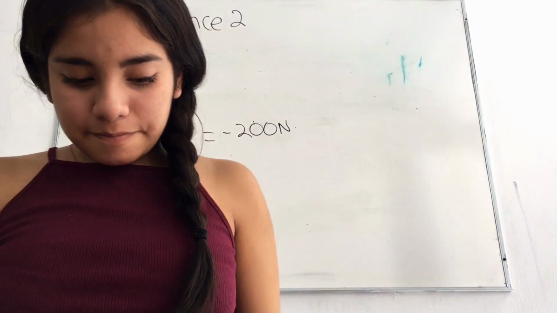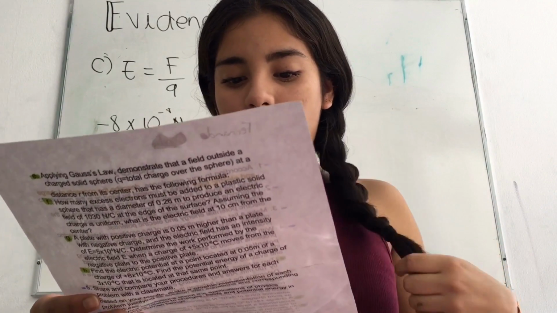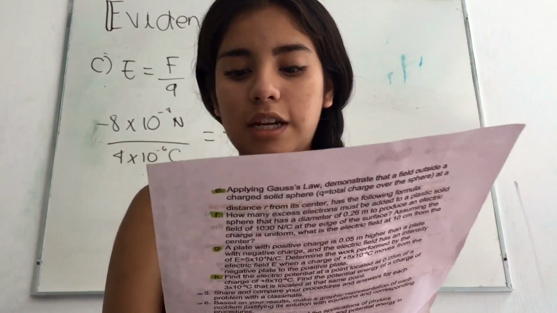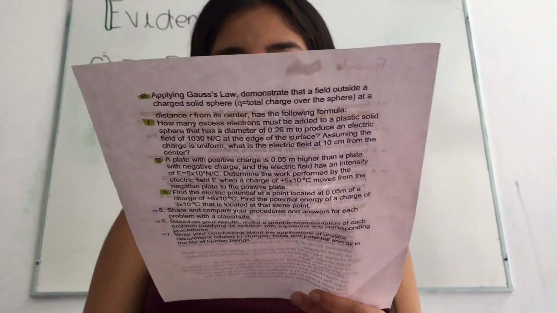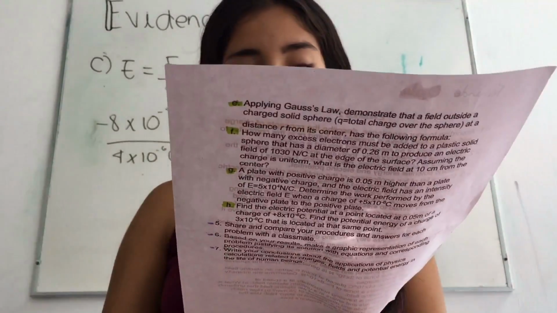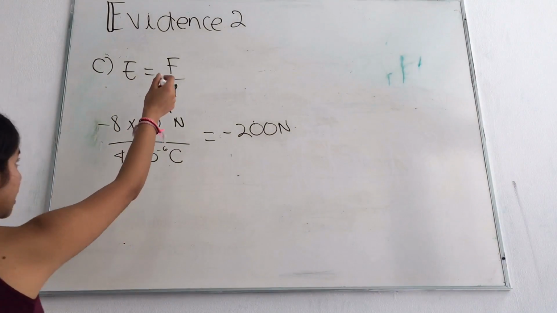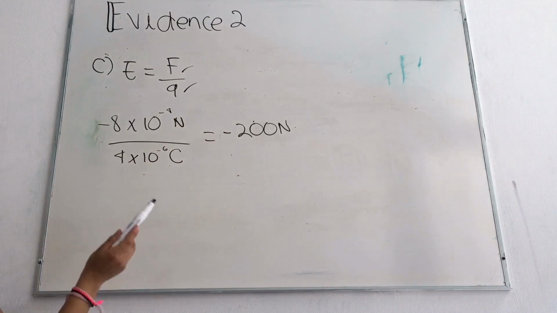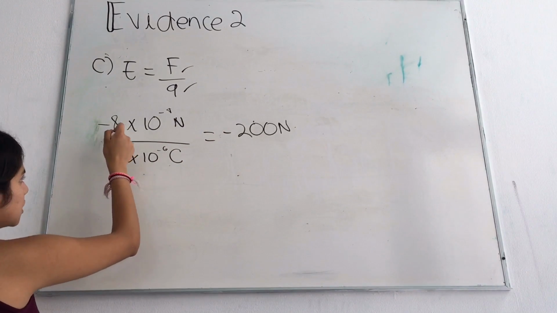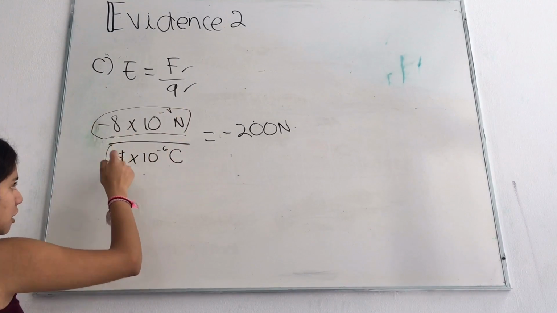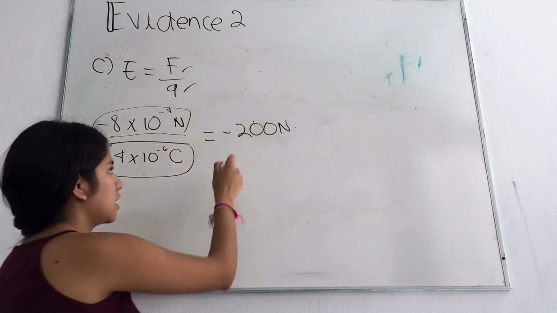Problem number 3 says, a charge of 4 times 10 to the minus 6 coulombs placed at a point P within an electric field experiences a force equal to minus 8 times 10 to the minus 4 newtons. Determine the intensity of the electric field. So for electric field, we're going to use this formula, that is force over charge. So we are just going to divide, that is minus 8, our force, and our charge, that is 4 times 10 to the 6.